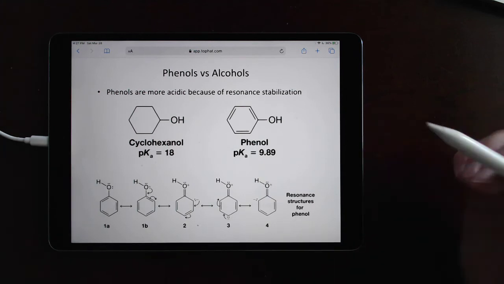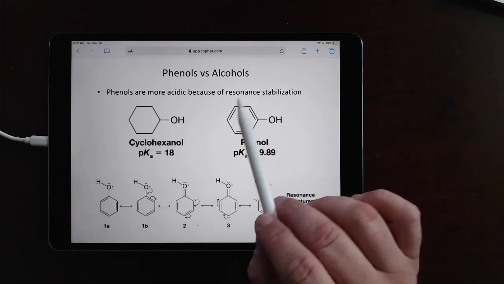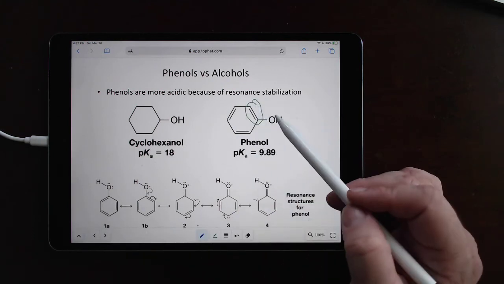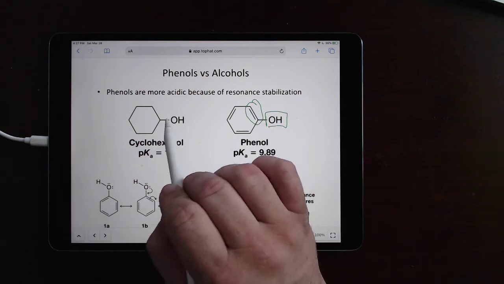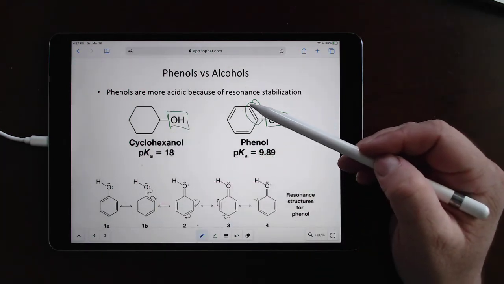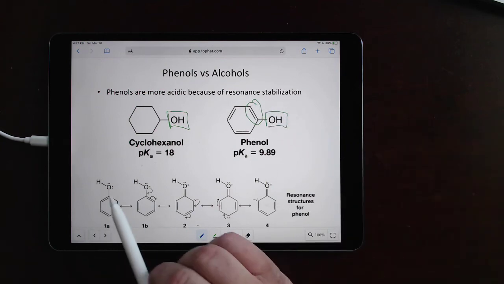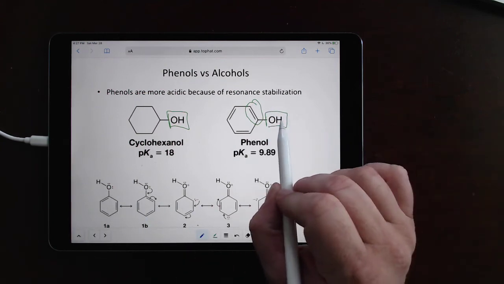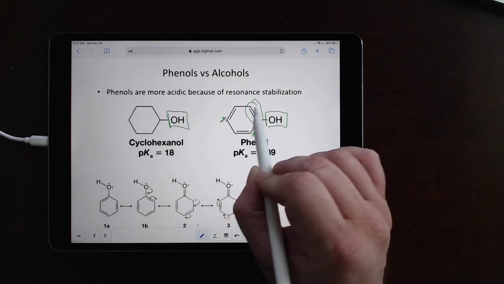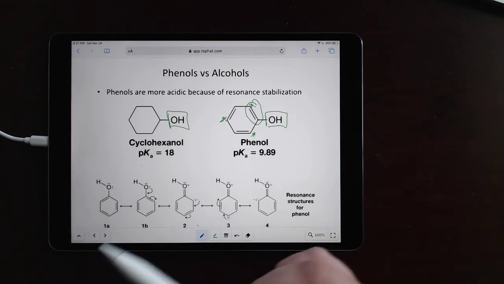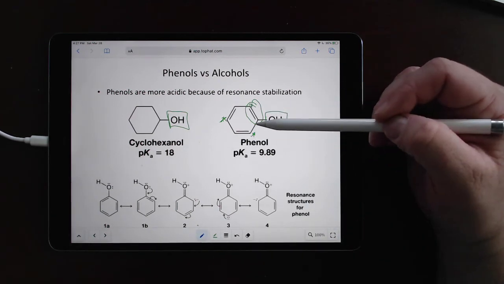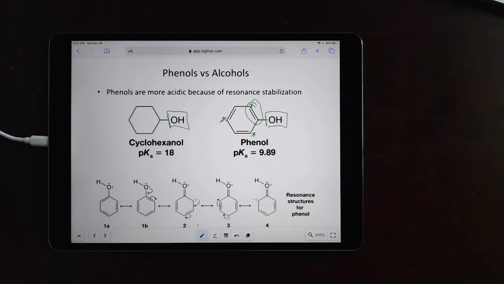But you can see this with something like cyclohexanol versus phenol, right? This is the acidic hydrogen, and having a pi bond immediately adjacent to it allows the negative charge that would normally be here to also go here, here, and here. And so now you've got several additional atoms being able to bear that charge.